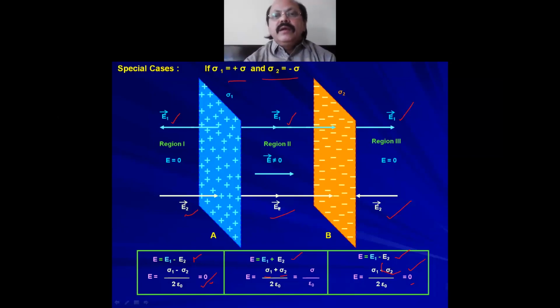So from here you get a concept that if both plates have equal and opposite surface charge density, then the electric field will exist only in the second region, that is between the plates, and on either side of the two plates the electric field is 0. So you remember this concept. That concept we have to apply in the chapter on capacitance.